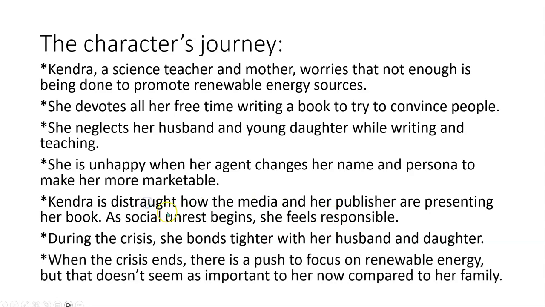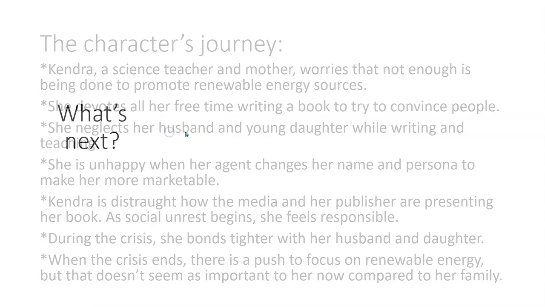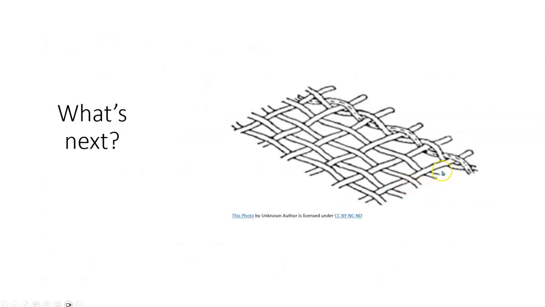It's crazy. Okay. And when the crisis ends, there ends up being a push to focus on more renewable energy. But all of a sudden, that doesn't seem as important to her as her family. So she learns that yes, the renewable energy stuff was important, but not at the cost of losing her family, as it were. Okay, so that's her character journey. So now we have the plot of what happened, and we have the character's arc. Okay, so what's next? Well, then we weave these together.